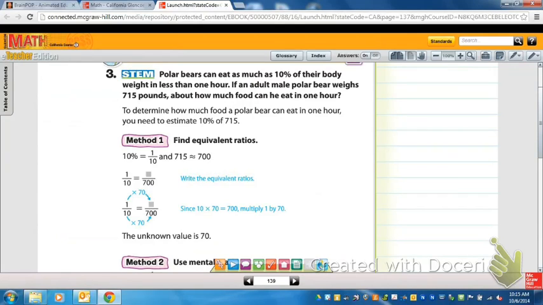Polar bears can eat as much as 10% of their body weight in less than 1 hour. If an adult male polar bear weighs 715 pounds, about how much food can he eat in 1 hour? To determine this, you need to estimate 10% of 715. So 10% is 10 over 100, which reduces to 1/10.